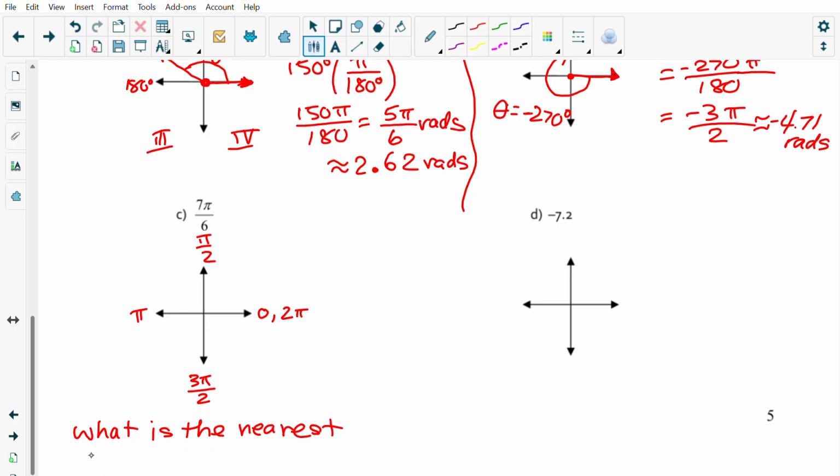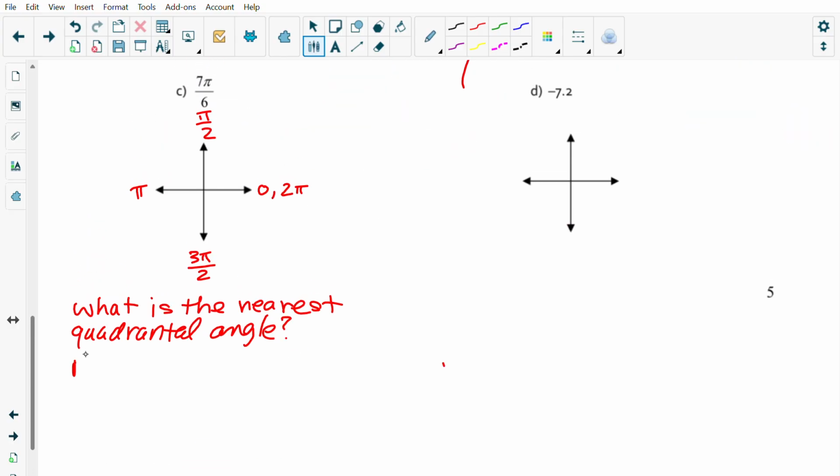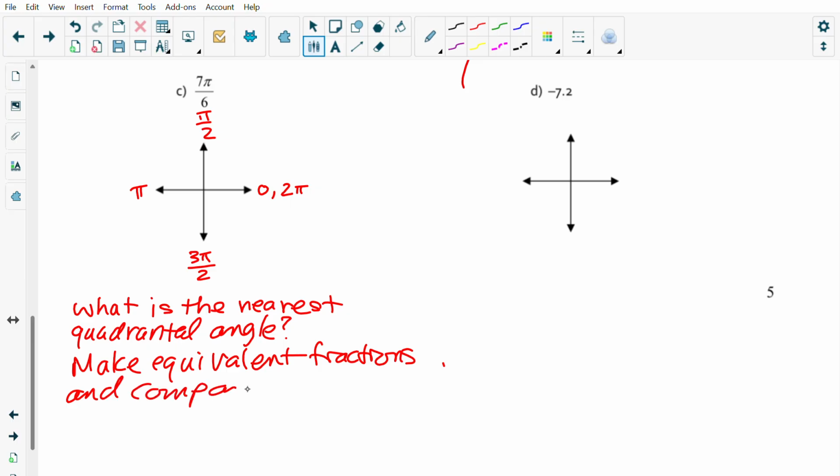Oh, let me write this again. Messy. Quadrantal angle. What is the nearest quadrantal angle? Make equivalent fractions and compare. This is how I would advise you to do it, to get your mind into the mode of measuring things in radians on a circle.